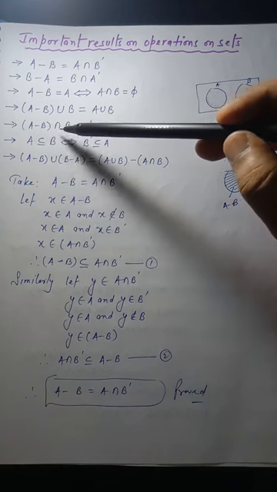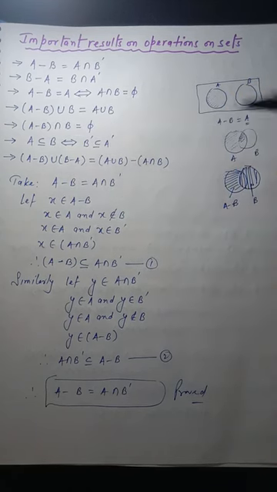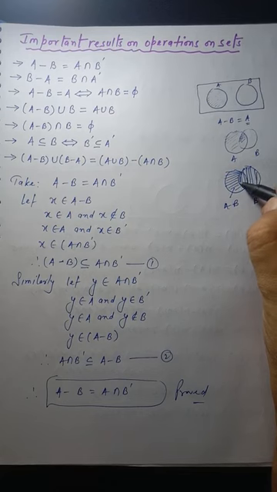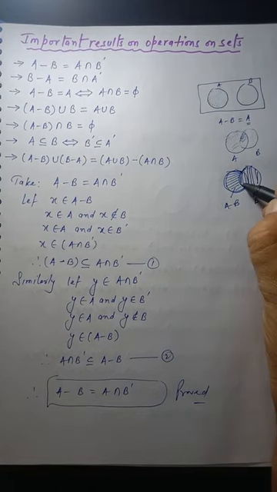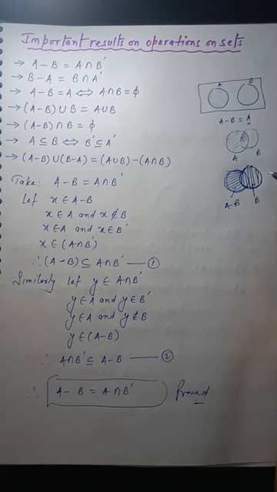Similarly, A minus B intersection B means nothing, because A minus B is this part and this B portion is different. So there is no common part.